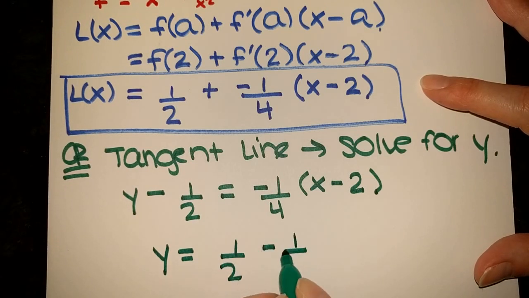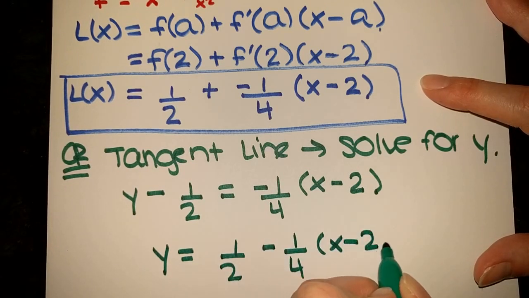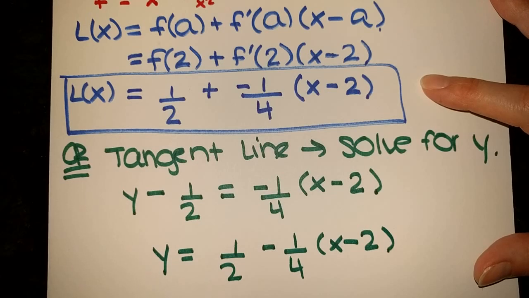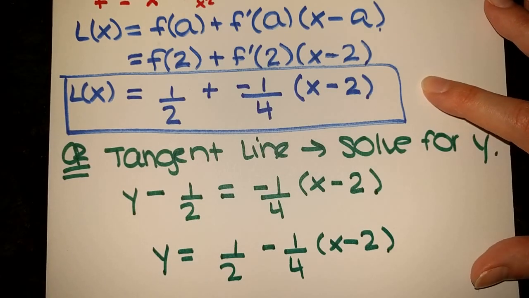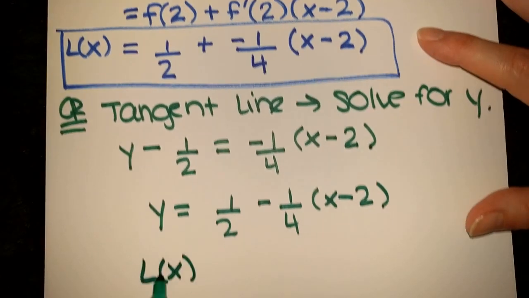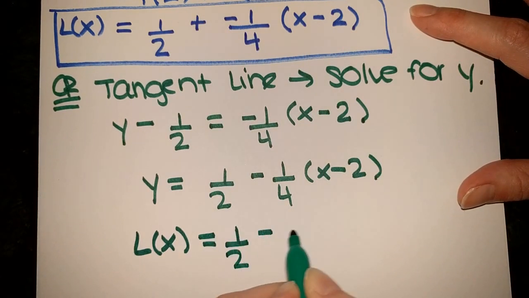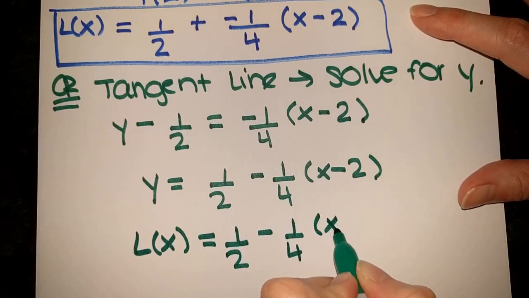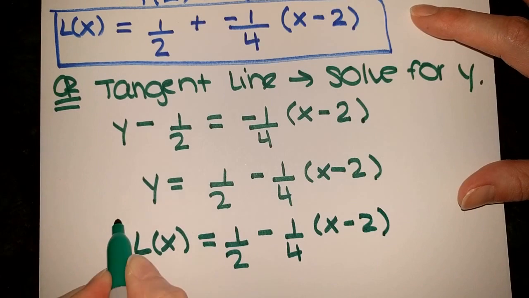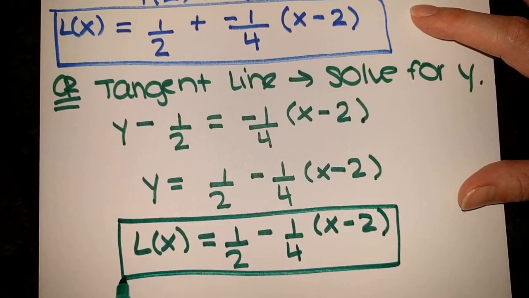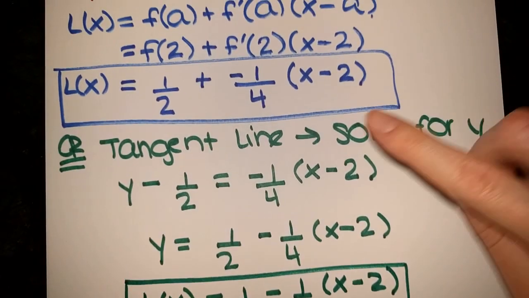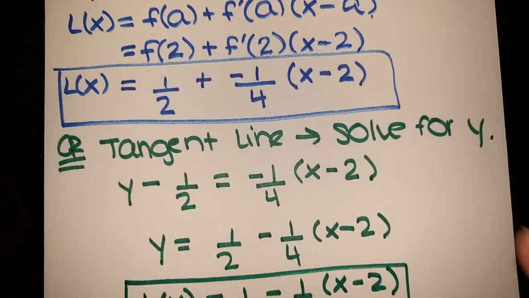So we put the 1/2 in the front. And then this would be my linearization. So I would call this my L of x is equal to 1/2 minus 1/4 x minus 2. And so that's how you can use your tangent line to get to the linearization without having to memorize the formula. But again, either way is fine.